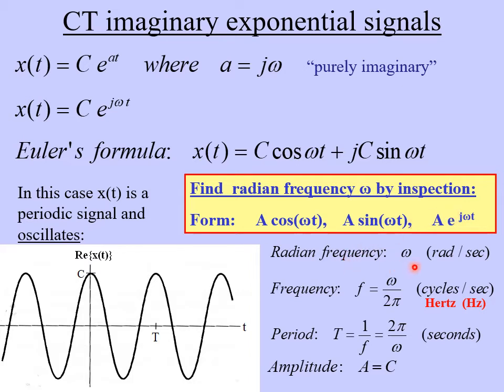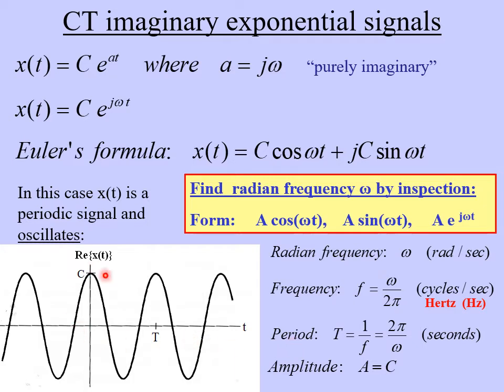So the radian frequency, omega, is, of course, in radians per second. We can convert that to what sometimes is called the physical frequency, f, which is equal to omega divided by 2 pi, because remember there are 2 pi radians per cycle, going around the circle. So the physical frequency is given not in radians per second, but in cycles per second. And this is also known as a hertz. The unit hertz, or Hz, is used when we're talking about the physical frequency.